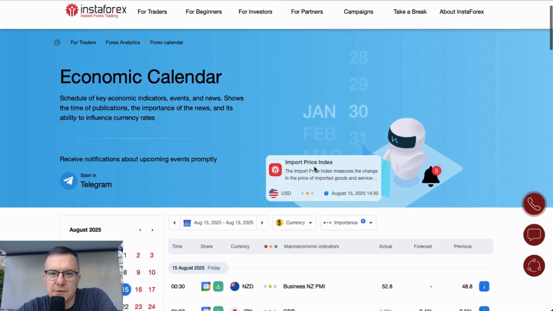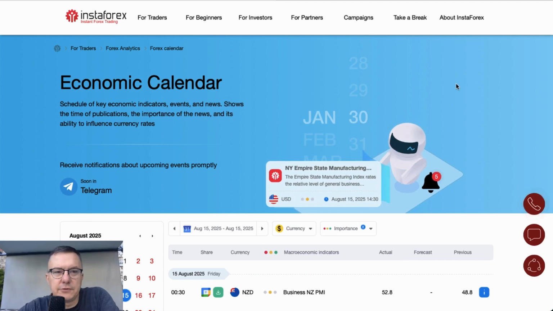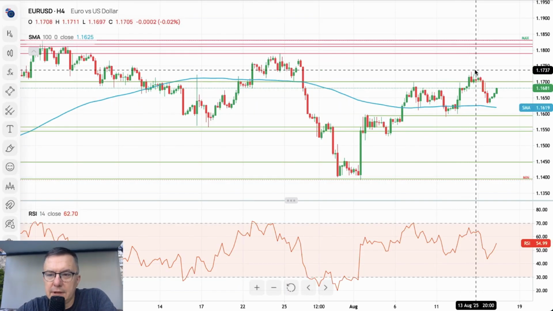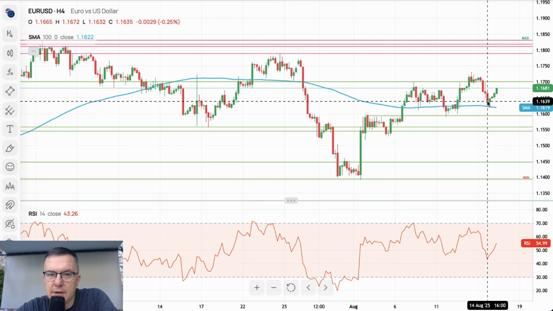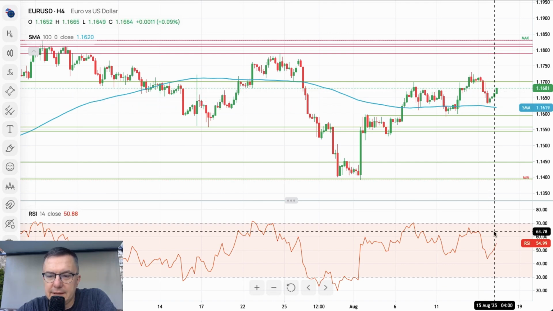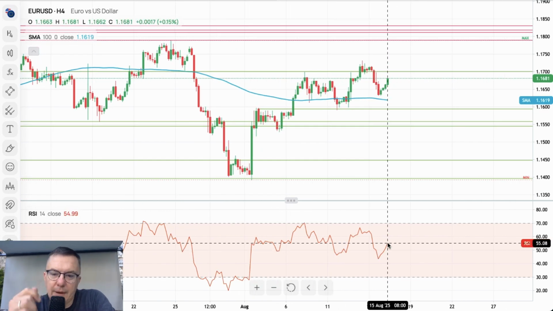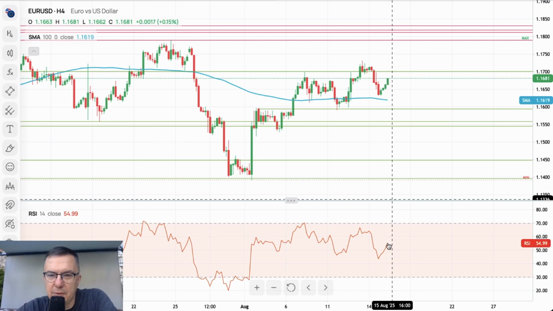So without any further ado, let's switch to the chart. We start with euro dollar. The 4-hour chart of the euro dollar, after yesterday's low located at 1.1632, is bouncing slightly higher. The momentum broke below the level of 50. Now it's back above this level again, 55 points.